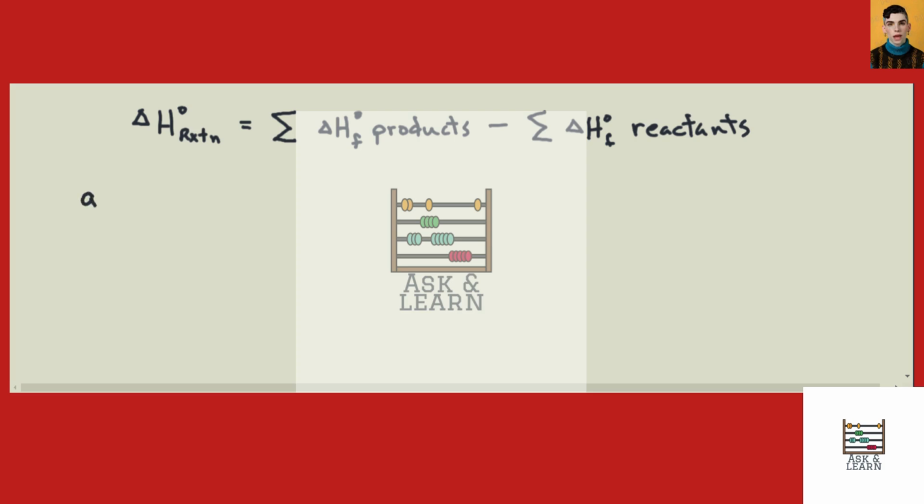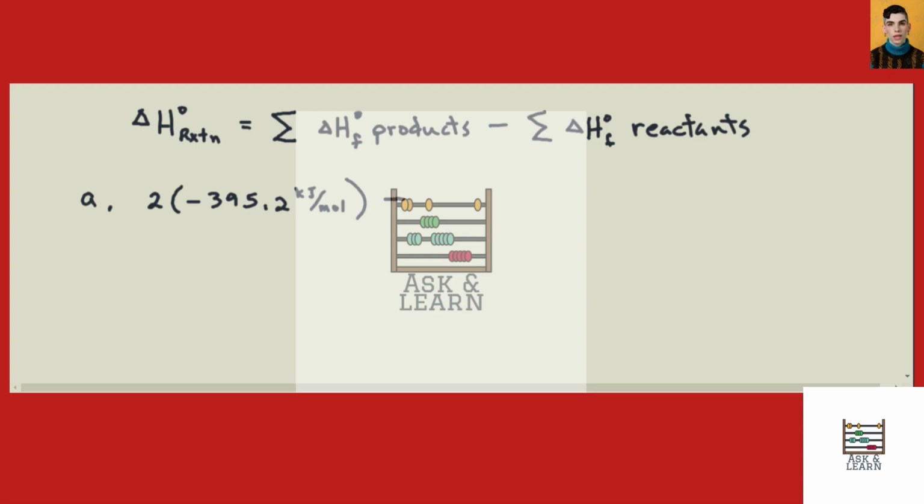So let's get started with letter A. In letter A, our product is SO3. So looking that up, I see that is negative 395.2. Well, in the balanced equation, we have 2 moles. So we need to multiply this value by 2. And again, that was negative 395.2, and that is kilojoules per mole. I just multiplied it by 2 moles, so that is going to give me kilojoules in the end. That is my only product.